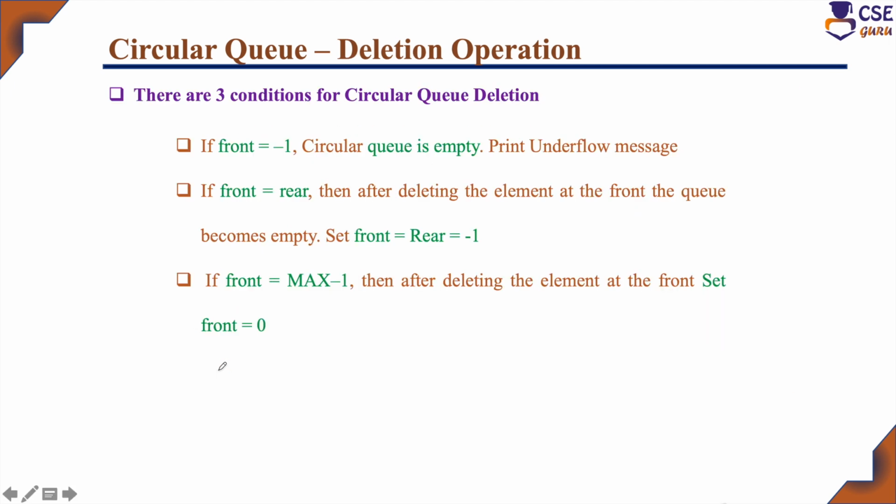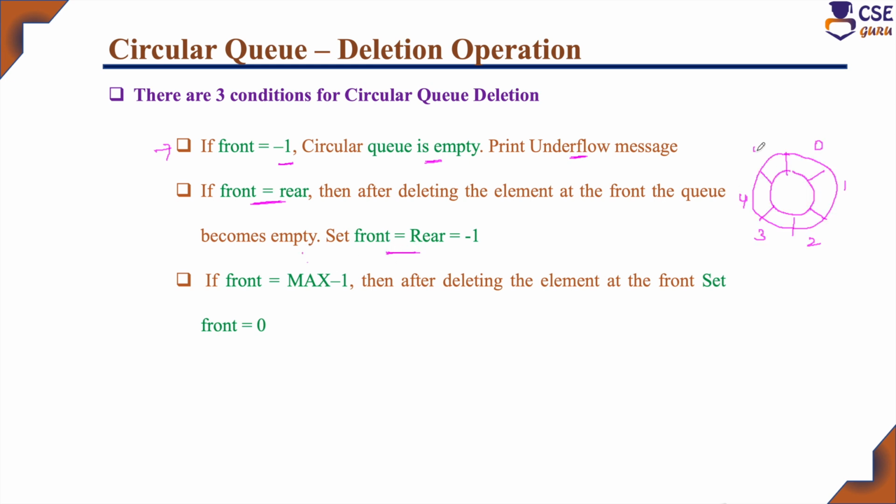Next, the circular queue delete operation. Here also you need to check the condition. If front is equal to -1, that is, when front and rear are -1, the circular queue is empty. In an empty queue, you cannot perform a delete operation. In a full queue, you cannot perform an insert operation. In an empty queue, you cannot perform a delete operation, so it will print an underflow message. This is the first condition. The second condition is if front is equal to rear. After deleting the element at the front, the queue becomes empty. In that case, set front and rear to -1.